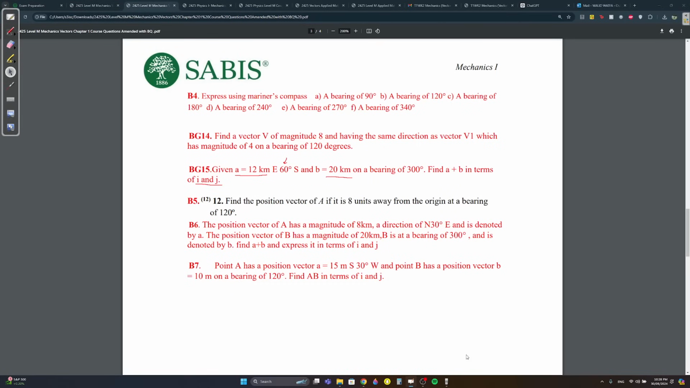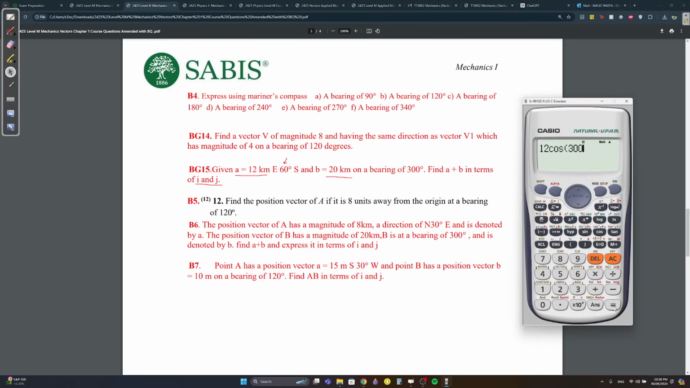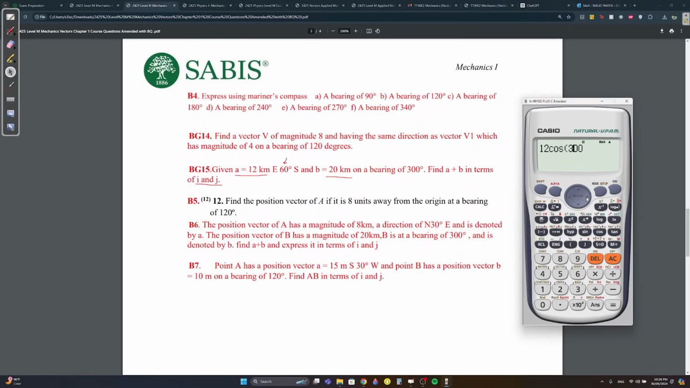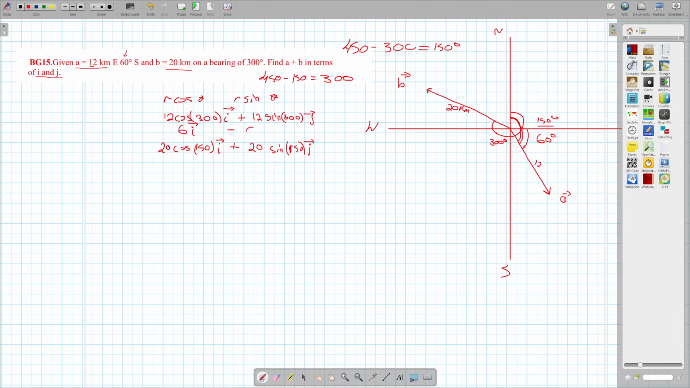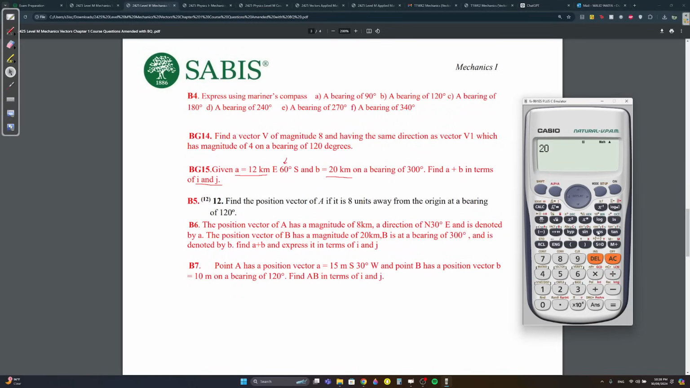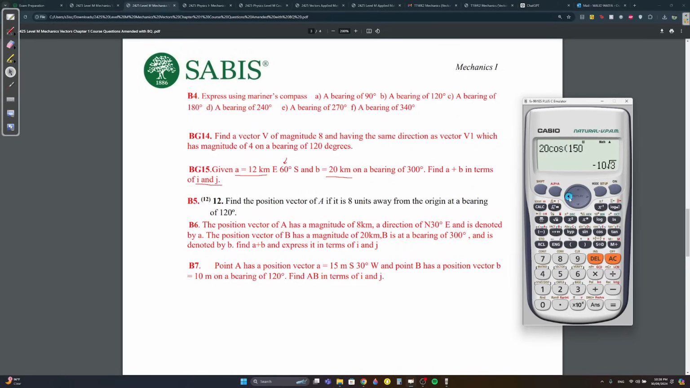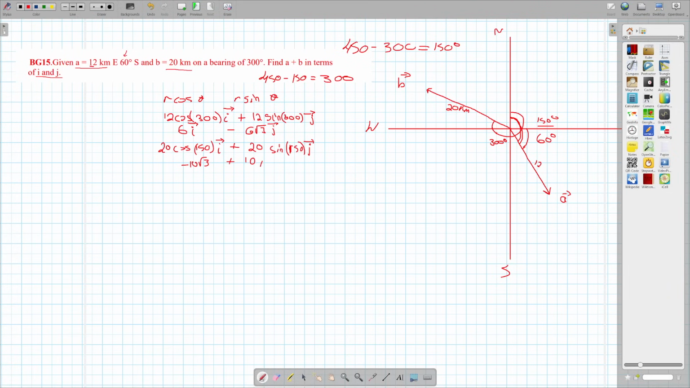12 cosine 300. Let's just get it. 12 cosine 300 is 6. So we're going to rewrite this as 6 i. 12 sine 300 is minus 6 root 3 j. 20 cosine 150 is minus 10 root 3. And then 20 sine 150 is 10 j. So A plus B in terms of i and j.